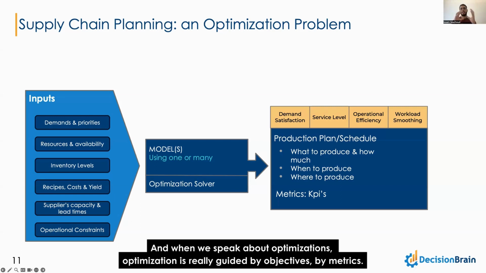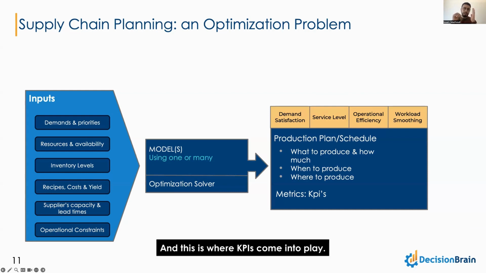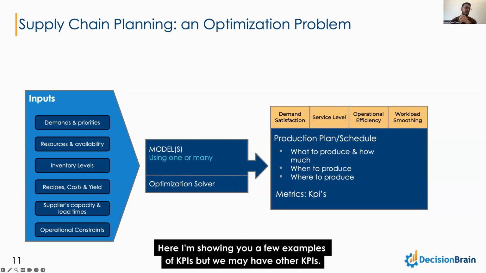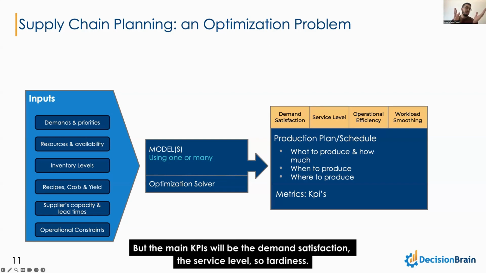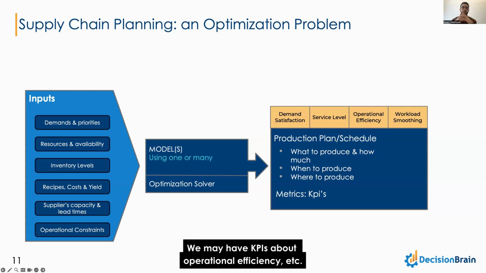And when we speak about optimization, it is really guided by objectives, by metrics. And this is where KPIs come into play. Here I'm showing you a few examples of KPIs, but we may have other KPIs. The main KPIs will be the demand satisfaction and the service level, so tardiness. We may have KPIs about operational efficiency, etc.